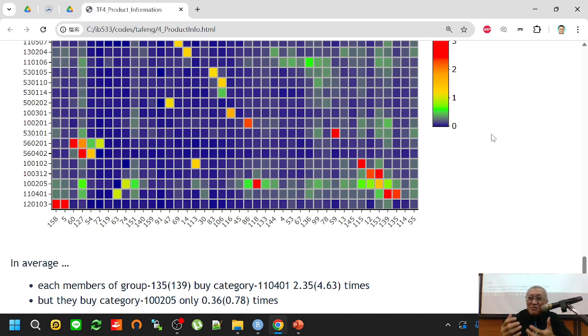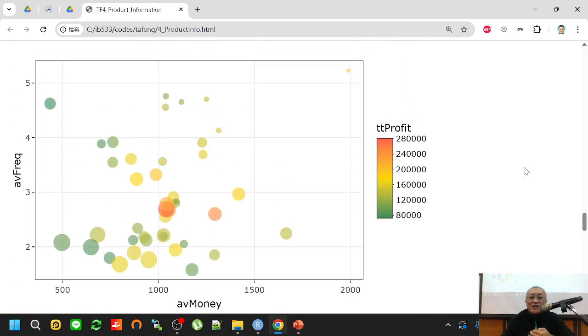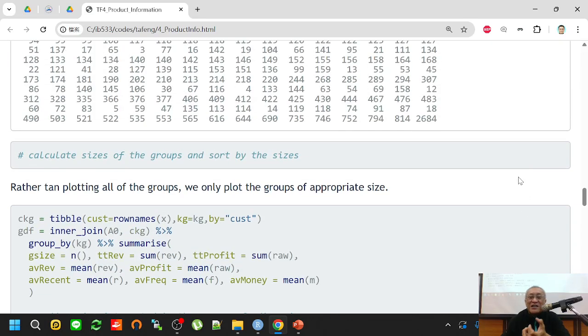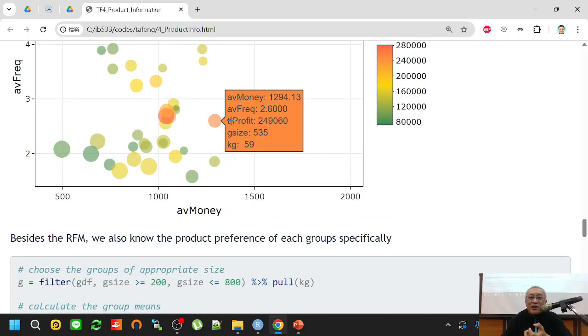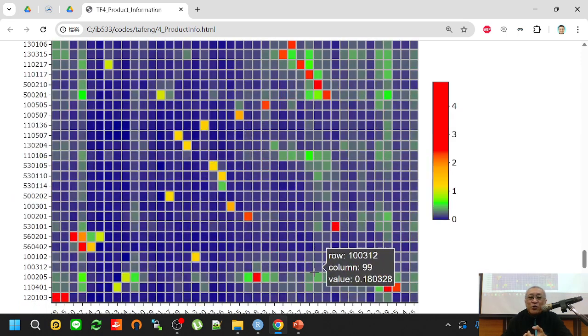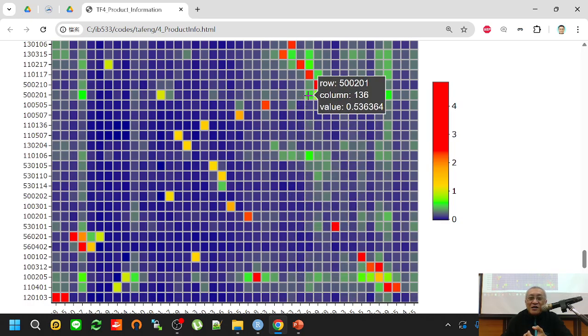Usually you want to focus on the most profitable or most revenue generating products and customers. And then in notebook 4, we also learn how to group customers by their buying pattern, so that after you select a group that you want to focus on, you know their buying preference. So you can design a marketing scheme to attract them.